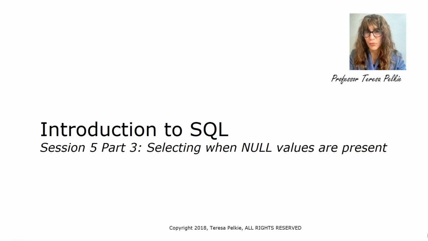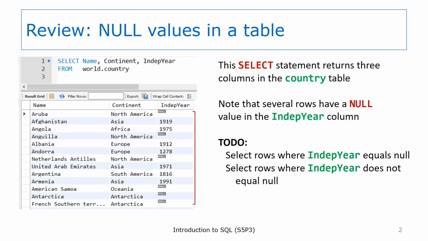This is Session 5, Part 3, Selecting when null values are present. To get started, we'll take a quick look at the country table again. Here you see a select statement that selects 3 columns in the country table. The columns are name for the country name, continent, and independence year. At this point, we don't have a where clause or an order by clause, so we are doing a full table select. As you can see, there are several rows that have null values in the independence year column.